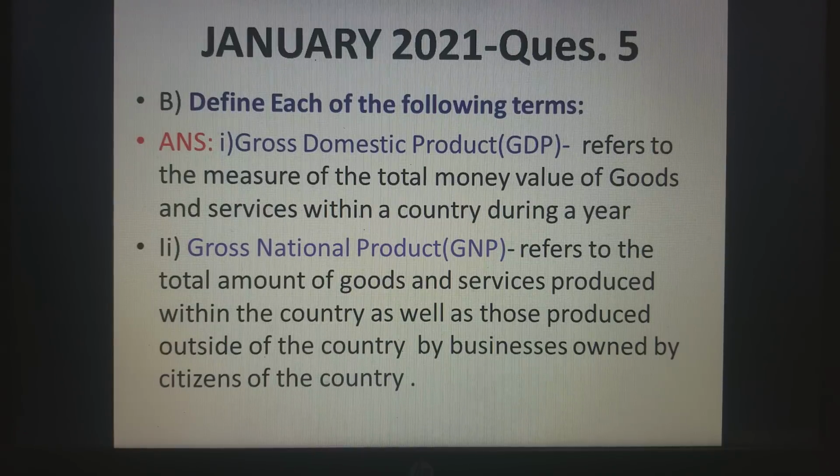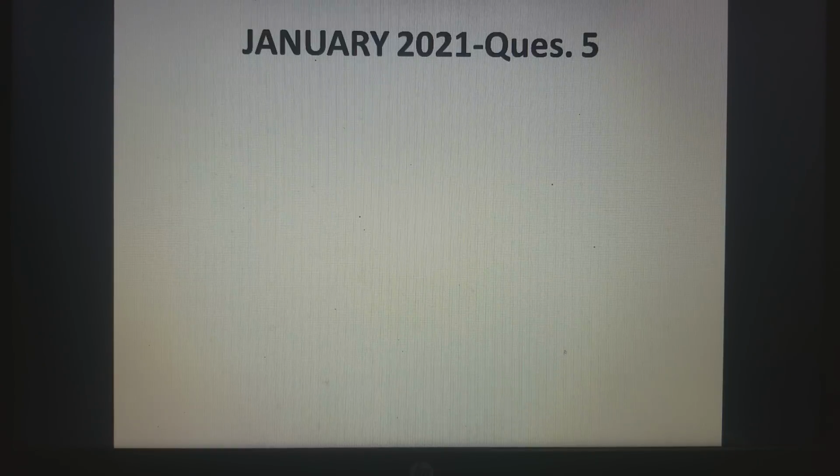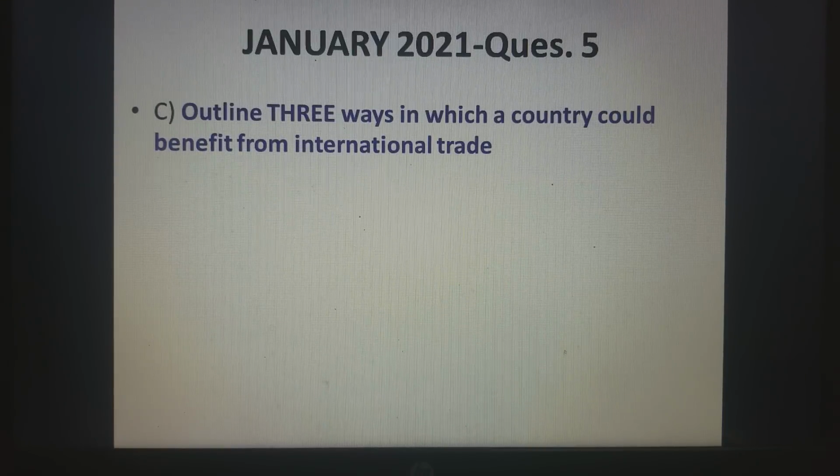Then gross national product now refers to the total amount of goods and services produced within the country, as well as those produced outside the country by businesses owned by citizens of the country. Or if the government owns any business outside, that will also be calculated. Let's move on. Question C, outline 3 ways in which a country could benefit from international trade.